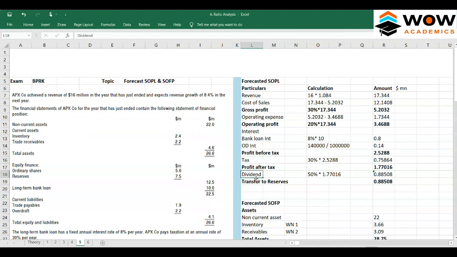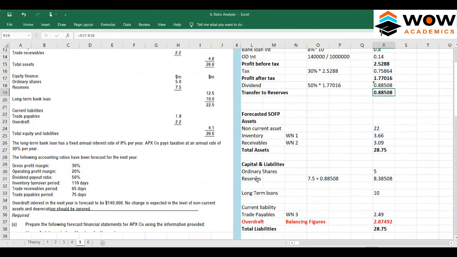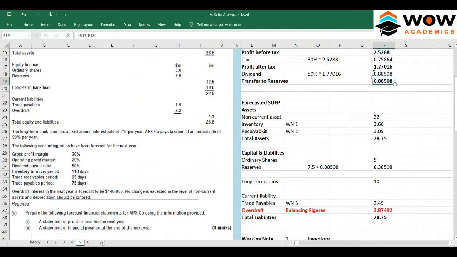Then there was dividend information. Then we finally transferred to reserve. Non-current asset information is not given here, so no information is being given like bought or sold or depreciation. So directly whatever the number was, we have put it here. For inventory and receivables, there were working notes and they have given the days. So we had to follow that.